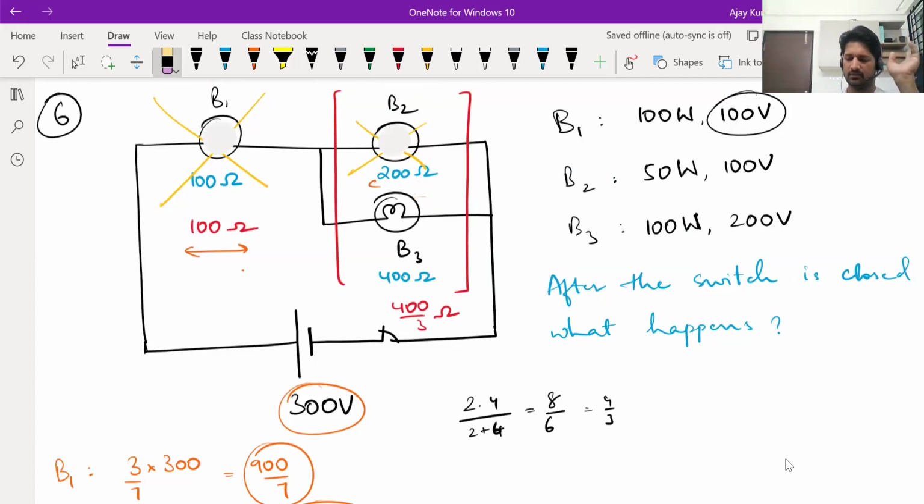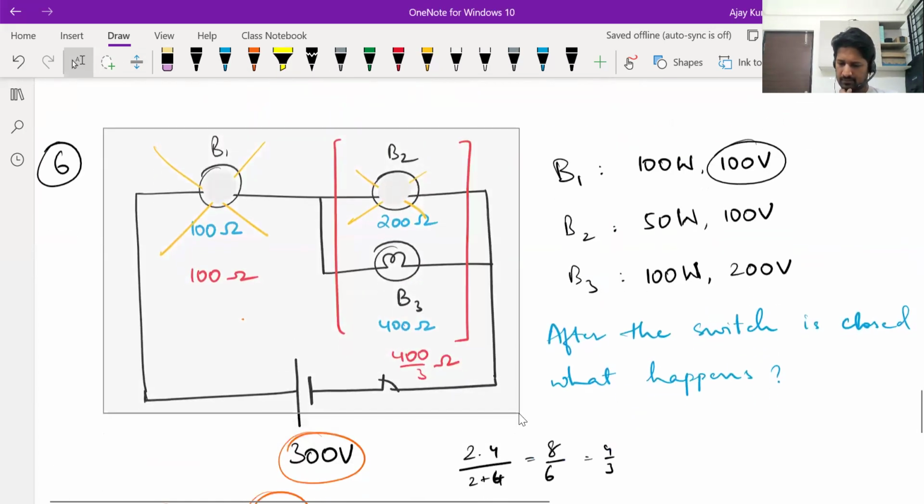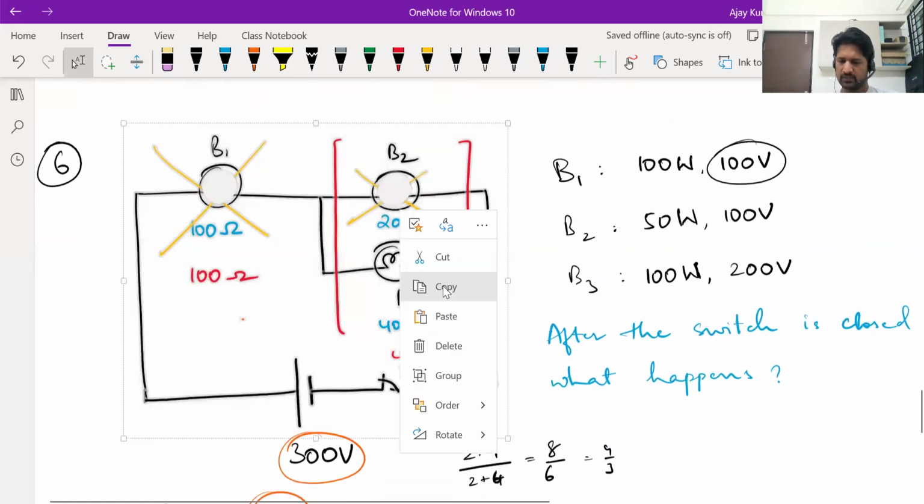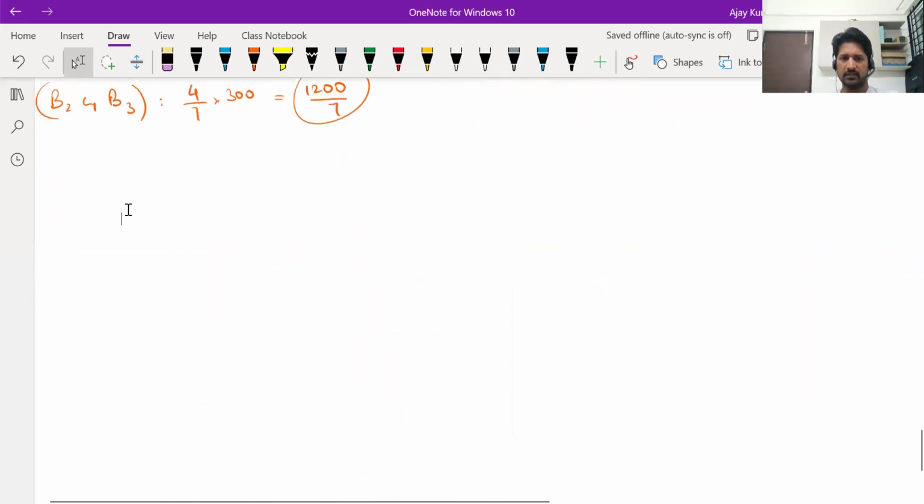But I understand your question. Let us try to frame one question like that. So in this situation itself, shall we increase the rated voltage of B1? If you increase the rated voltage, you'll have to calculate the share, the distribution, again. Let's try. So what we are going to try now is we are going to keep B1 safe for the first instant, and then check what happens.